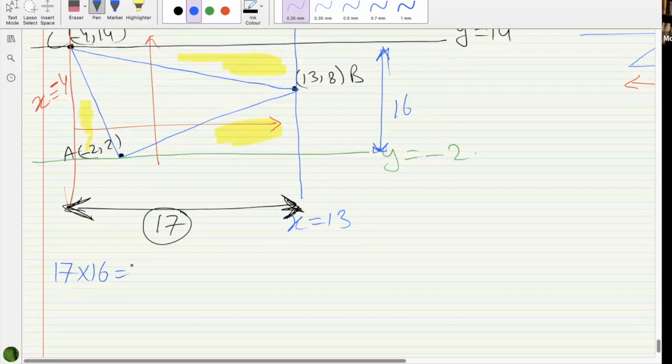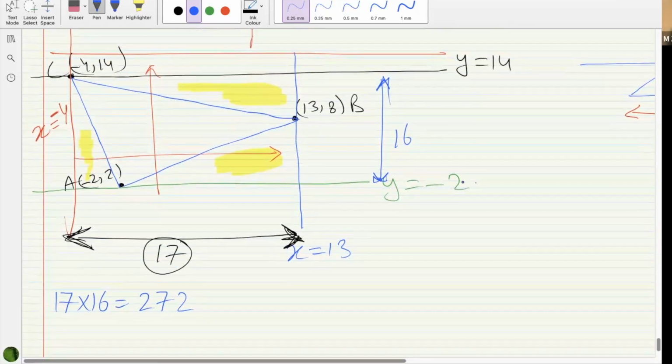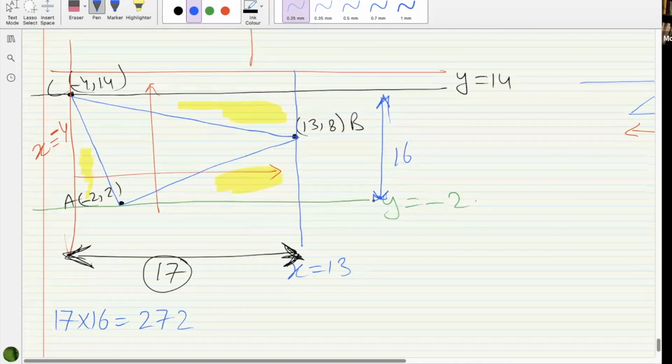Sir, 16? Isn't it 17 times 15? This is positive 14 and that is -2. So positive 14 and -2, the difference is 16. Oh, I thought you were taking the reading of x equals 13. Whenever we compare vertical lines, we compare y. Is it clear now? 14 and 2. Yes. So the area of the rectangle is this.